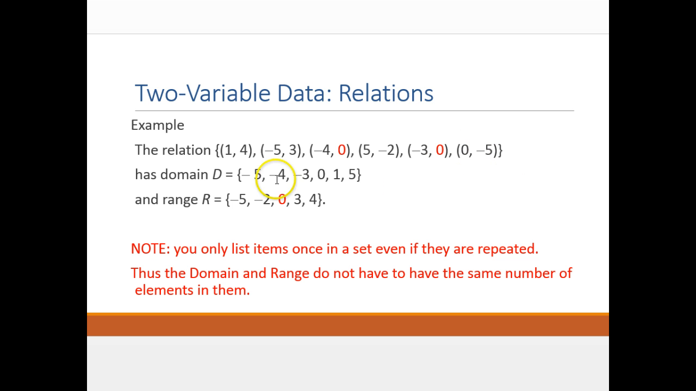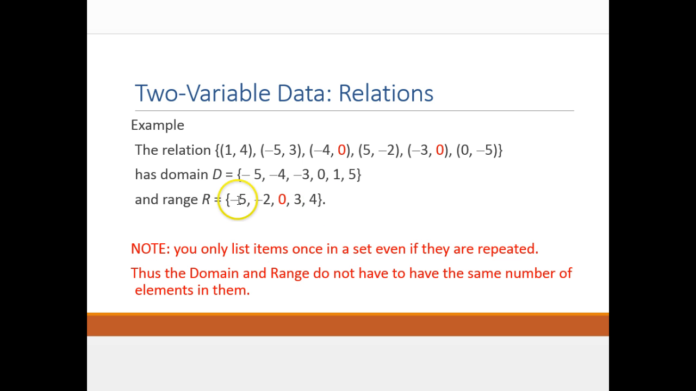So my domain is going to be all my x values, or all my first values. And typically when we write domain and range, we do them in ascending order. So your domain is negative 5, negative 4, negative 3, 0, 1, and 5. Notice there are 6 elements in your domain. Your range is negative 5, negative 2, 0, 3, and 4. Notice there's only 5 elements in your range.